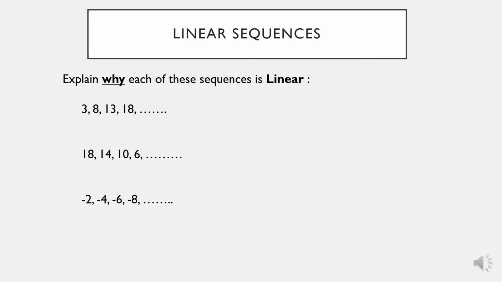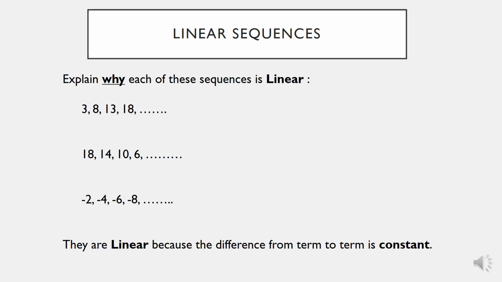Minus 2 goes to minus 4. So it's going further down into the negative numbers. Minus 4 goes down 2 to minus 6, and minus 6 goes down 2 to minus 8. So yes, they are all linear because the difference from term to term is constant. If the differences were changing, then the conclusion is they are not linear.